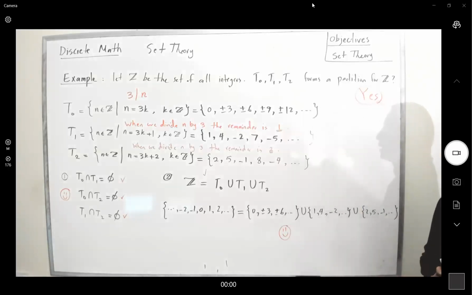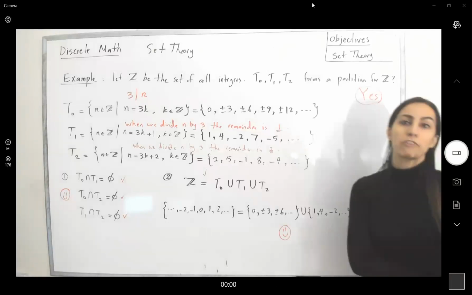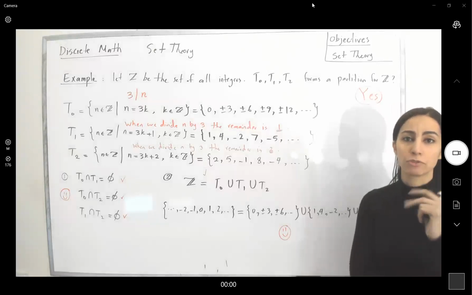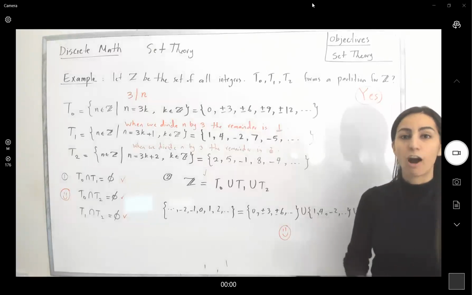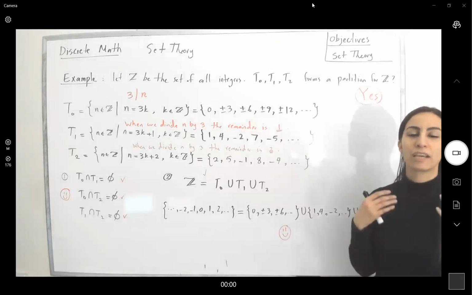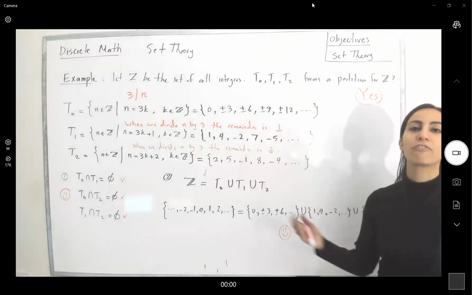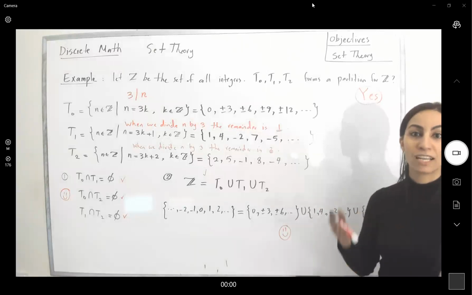Well, you might say, hey, you used the quotient remainder theorem for 3. What if I use the quotient remainder theorem for 2? Quotient remainder theorem for 4? For 5? Of course, you can create a lot of different partitions for Z.